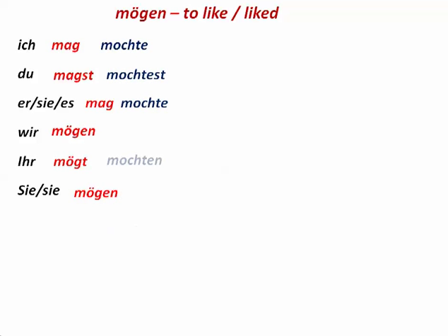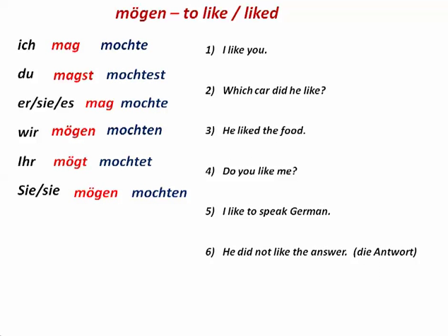Next verb, mögen, to like or liked. Now you will see this most often in the present tense conjugations, which is ich mag, du magst, er mag, wir mögen, ihr mögt, sie mögen. But you will not hear it spoken much using this simple past form, which is ich mochte, du mochtest, er mochte, wir mochten, ihr mochtet, sie mochten. However, for the sake of being thorough, we're going to work with that here. You might also hear, more than likely, very often, the subjunctive form of this verb, which is möchte, which in English would be would like.